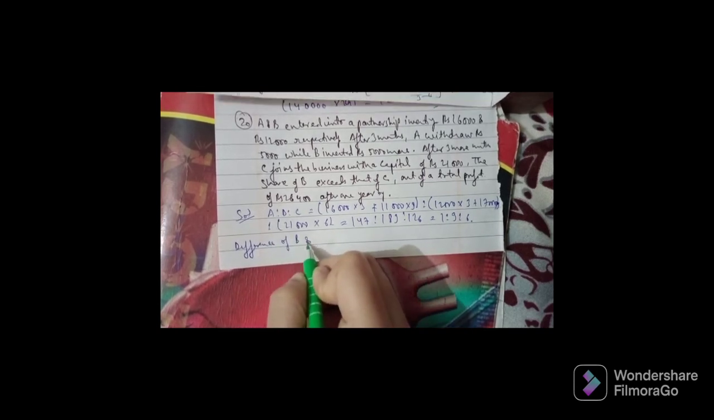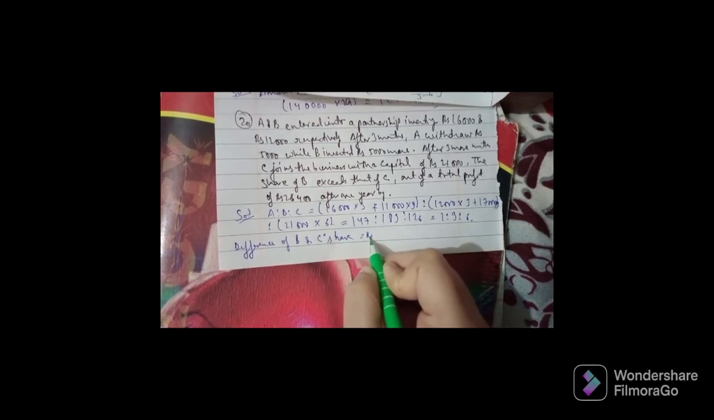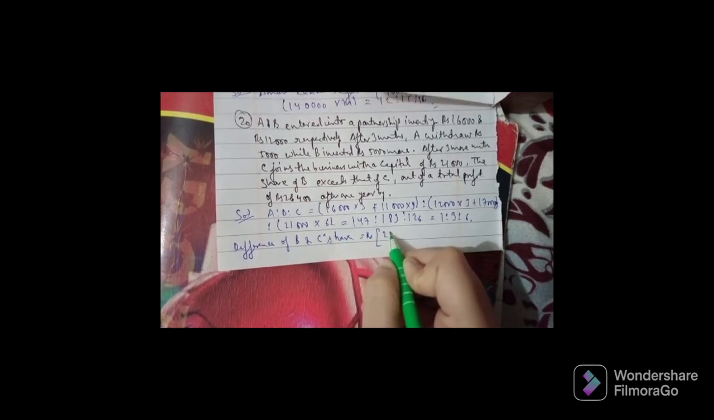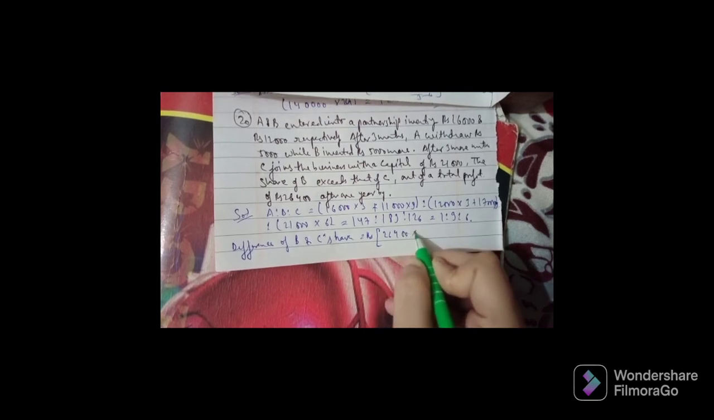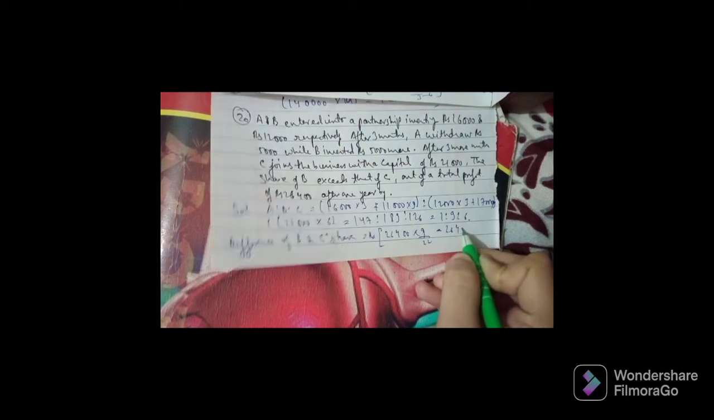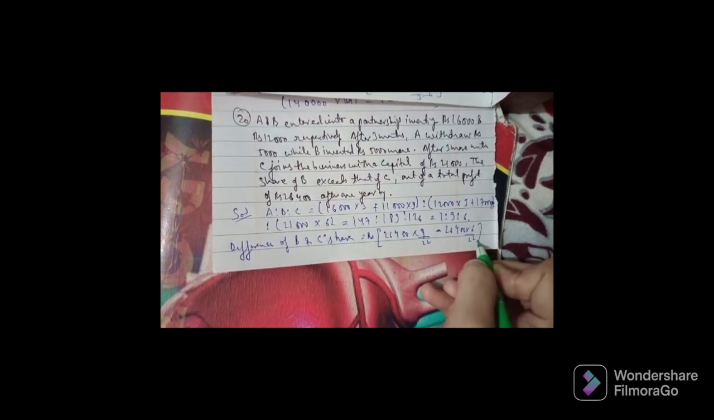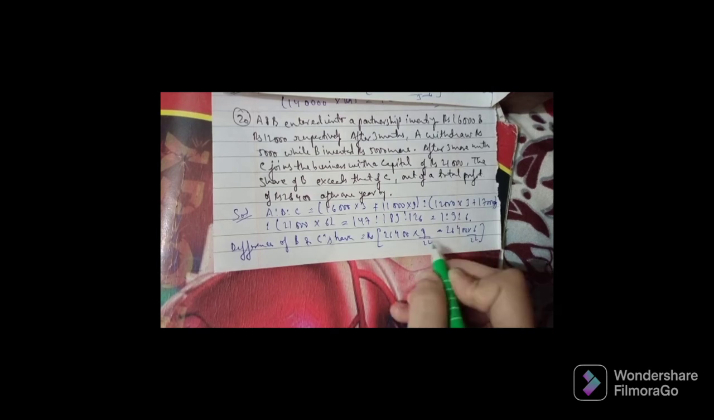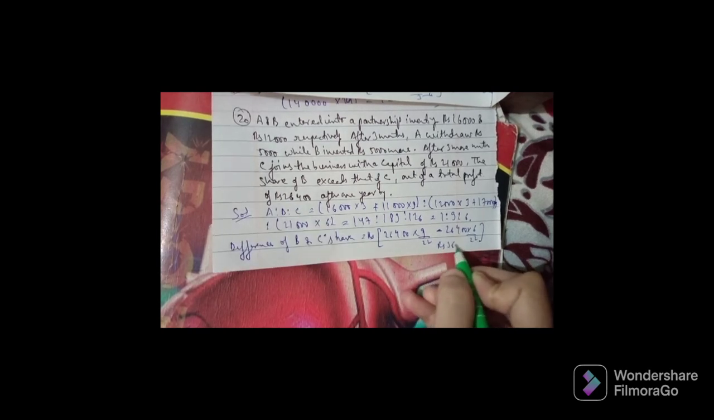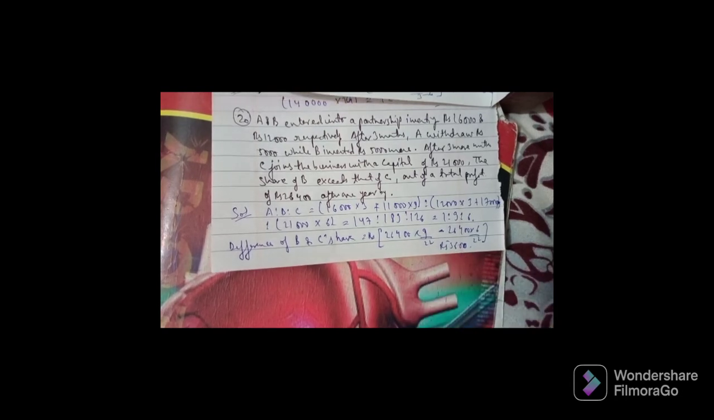So the difference of B and C's share equals rupees 26,400 into 9 upon 22 minus 26,400 into 6 upon 22. It will give you rupees 3,600. Okay, that we get as an answer.